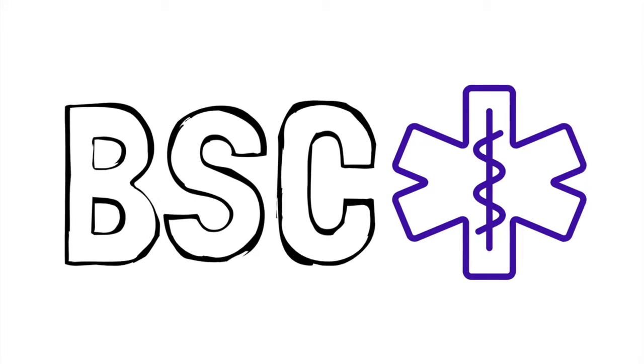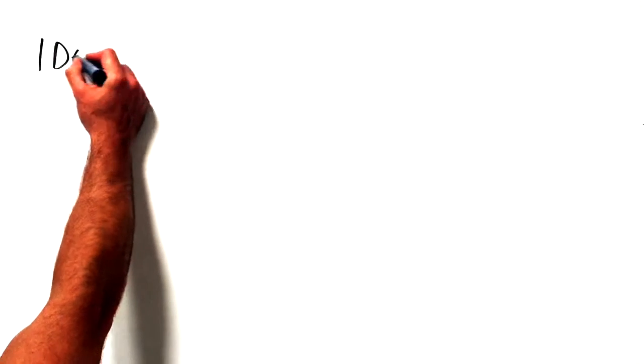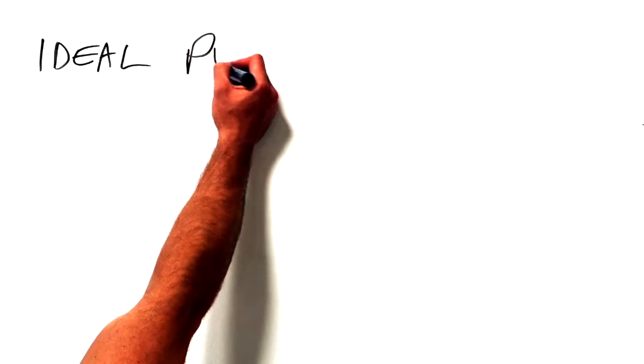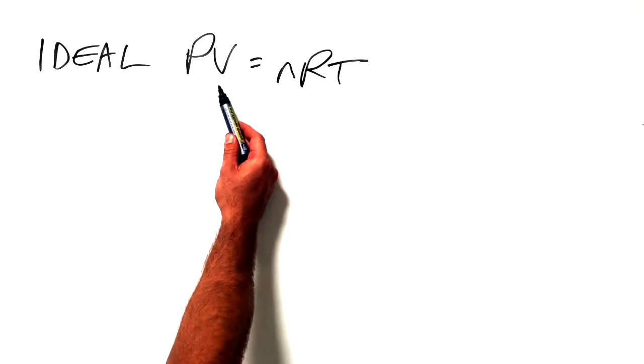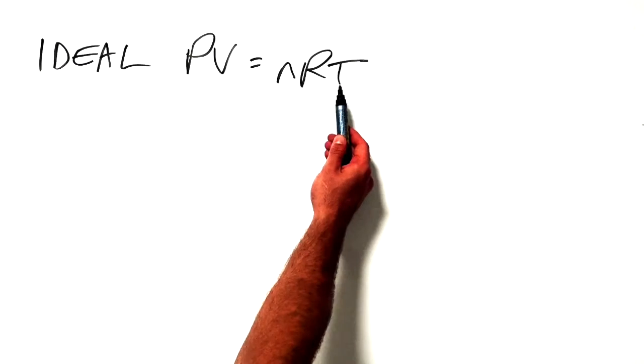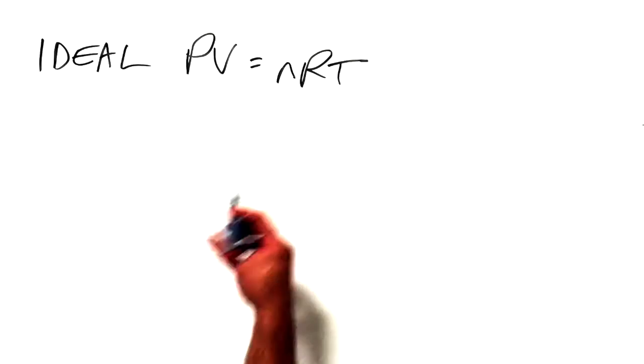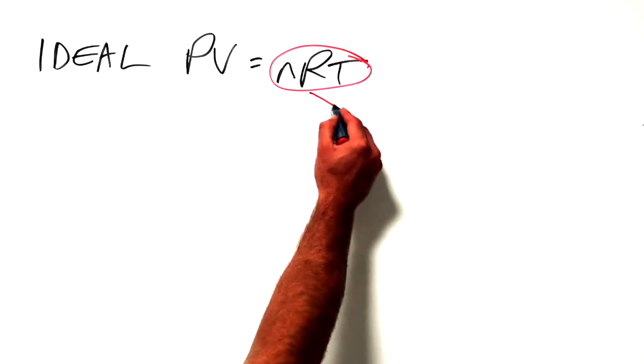This is part 1 of the gas laws. Remember that the gas laws are based on the assumptions of the kinetic theory of gases. The ideal gas law states that pressure times volume is equal to the number of moles times the universal gas constant times temperature. PV equals nRT. From this equation we can extract the eponymous gas laws.